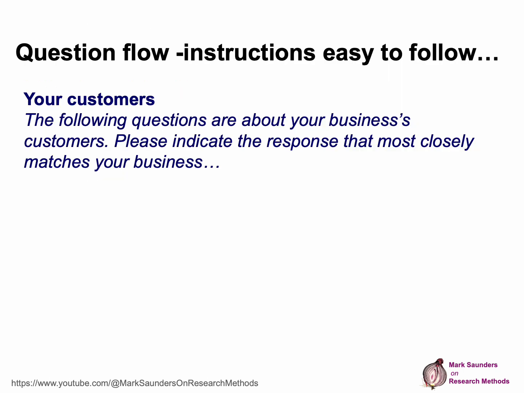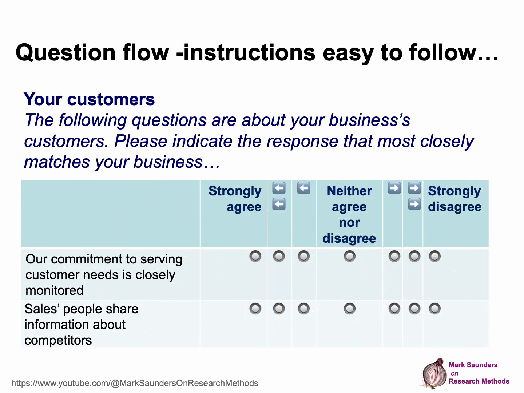So let's have an example of giving instructions that are easy to follow. This is the example of an instruction in the questionnaire for the respondent, telling them what to do next. We have a heading saying "Your customers", and then the instructions say, "The following questions are about your business's customers. Please indicate the response that most closely matches your business." And then we have a matrix of a series of statements on the left-hand side and going through strongly agree through to strongly disagree.